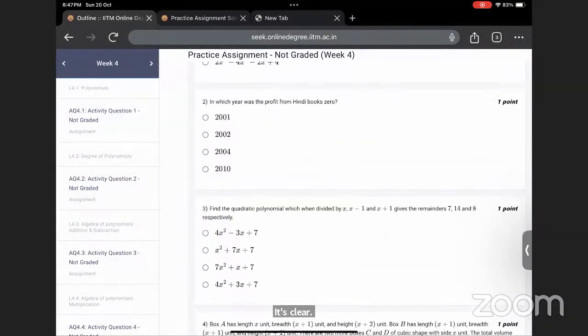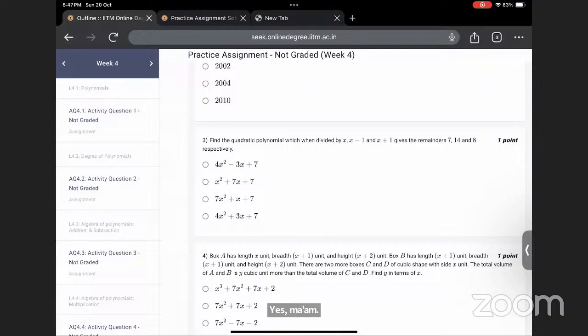Okay. So let us see the third question. Find the quadratic. The second question, the same method? Ma'am, the second one I just do not.